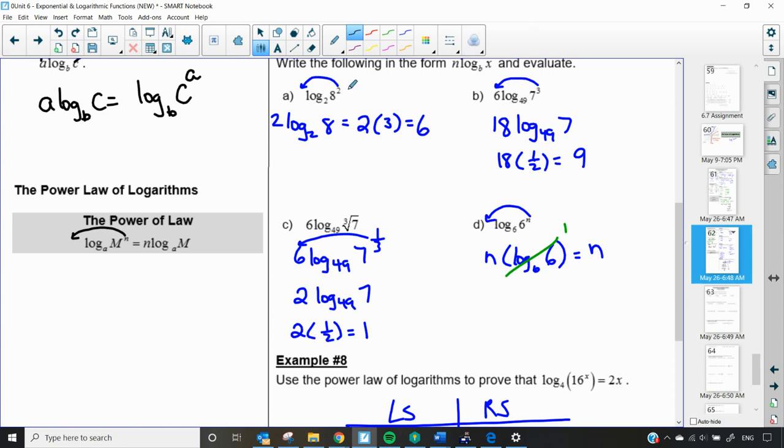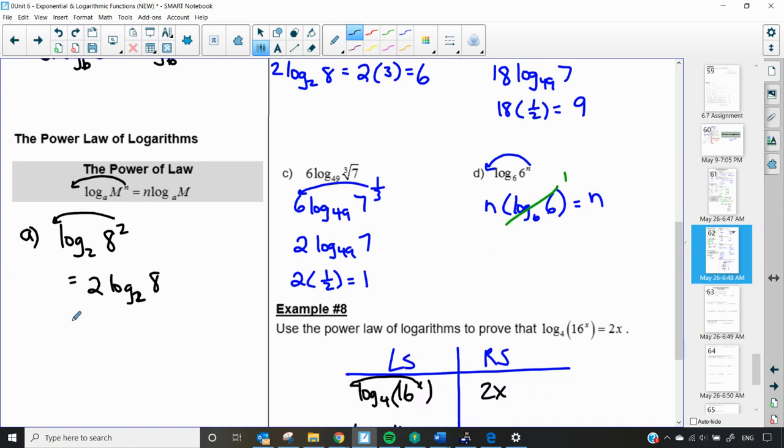If we can write our argument in the same base as our base, we can actually simplify even quicker. So let's take a look at a couple examples here. We had for part A, log base 2 of 8 squared. Well, let's look at solving this a slightly different way. We can bring the 2 forward. So that's going to give us 2 times log base 2 of 8. But we can write 8 as base 2. So that gives us 2 times log base 2 of 2 cubed. When that 3 comes forward, we're left with 6 times log base 2 of 2. And since we know that log base 2 of 2 is 1, we're left with 6 times 1, which is 6.